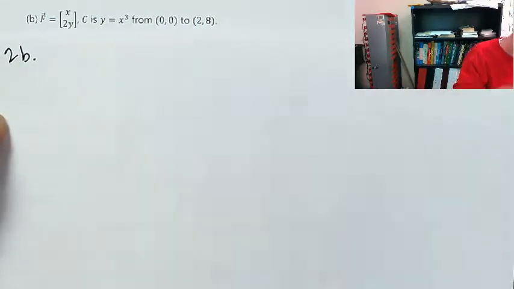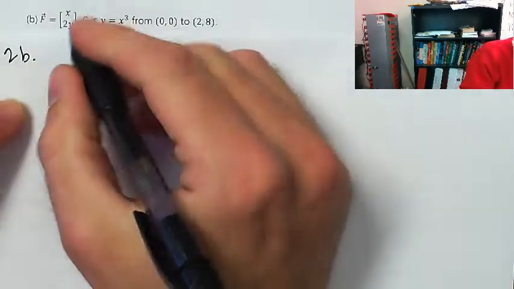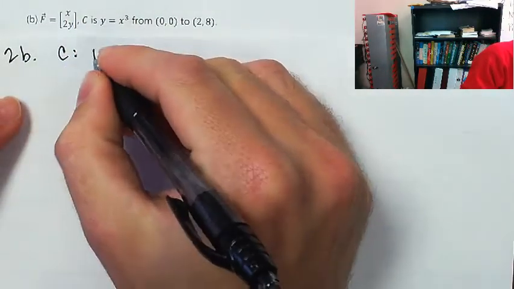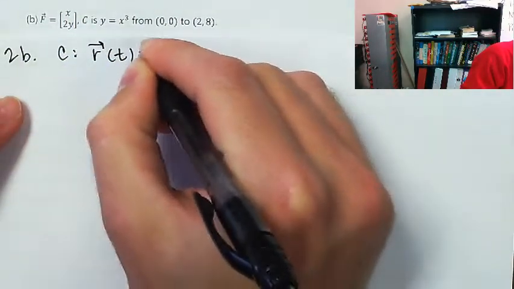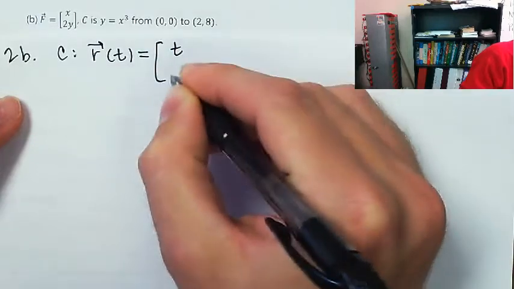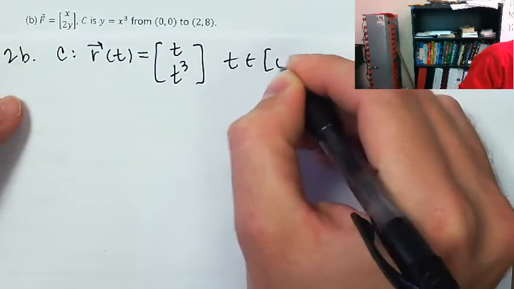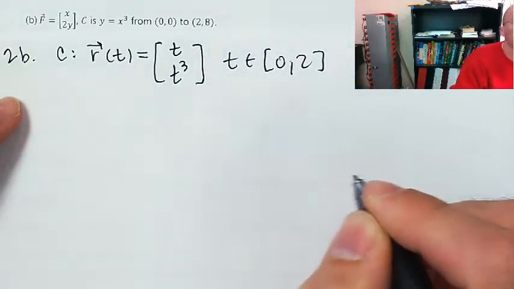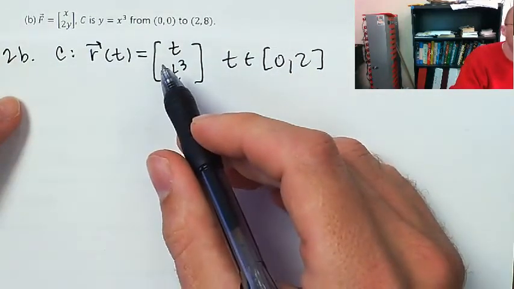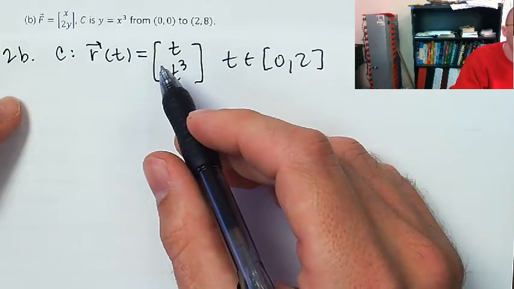Okay, y equals x to the 3 from (0, 0) to (2, 8). So C is going to be parametrized by r of t equals (t, t to the 3) as t runs from 0 to 2.